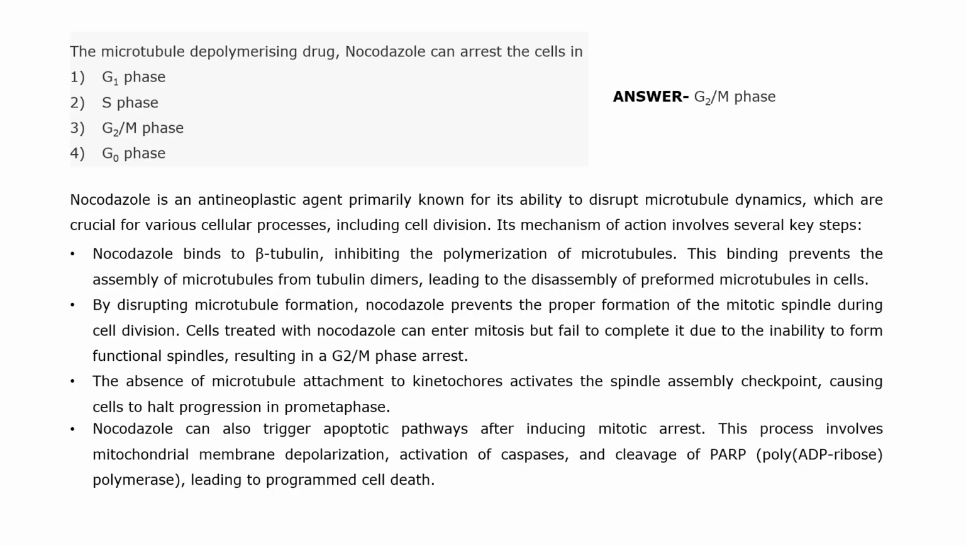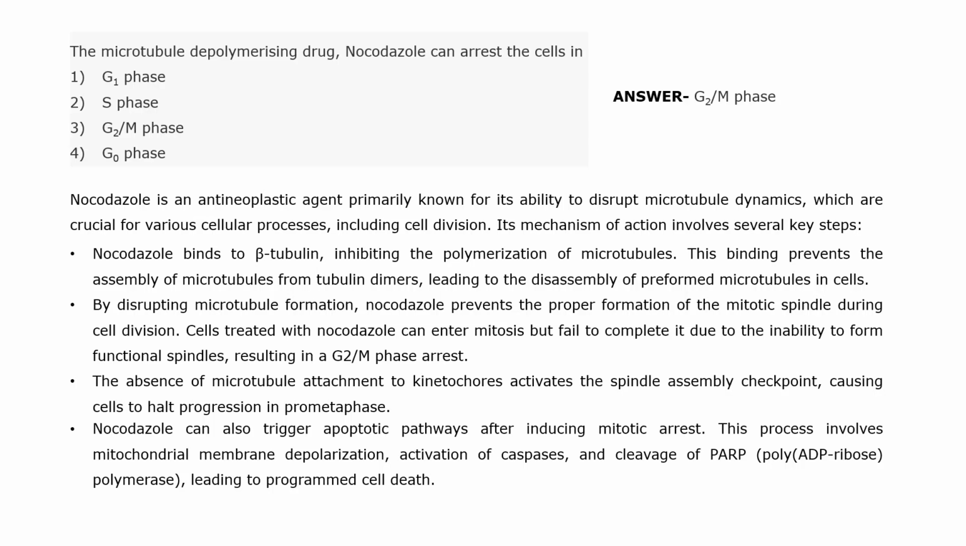So if this microtubule is not formed, the cells treated with nocodazole can enter mitosis but fail to complete it, due to inability to form functional microtubules, resulting in this particular G2 plus M phase arrest, because it can enter into an early mitosis phase, but it cannot complete mitosis. So it is actually arrested between these phases.